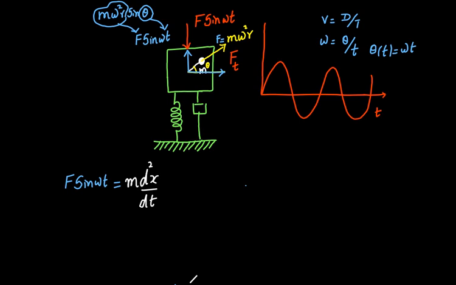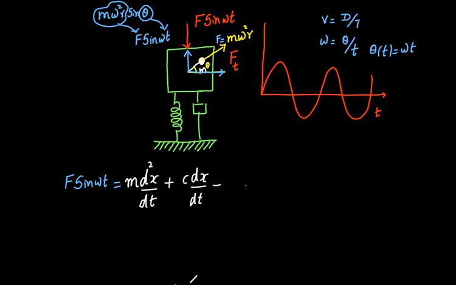Is there any other reaction? Yes, the damper is going to offer a reaction, that is c into dx over dt. You know what the damping coefficient is, right? It's the ratio of the damping force to the velocity. So you work out the damping force: it is the damping coefficient into the velocity of the mass.